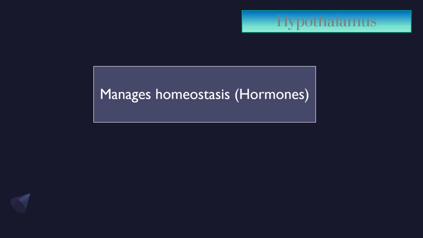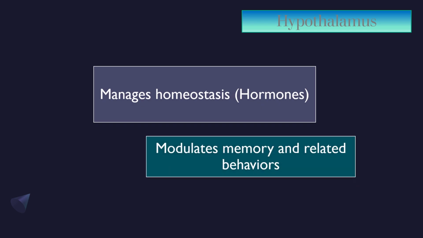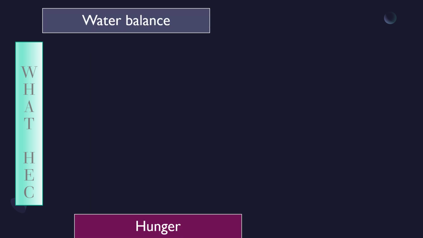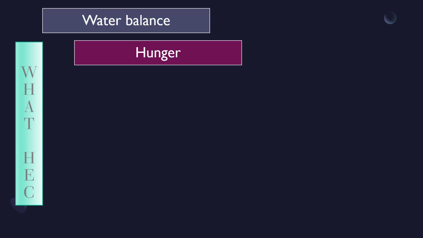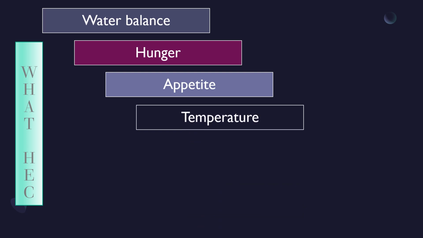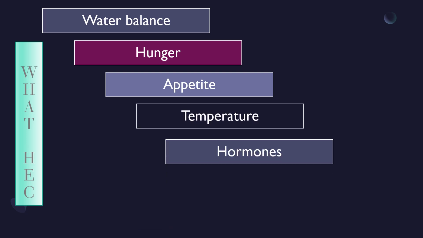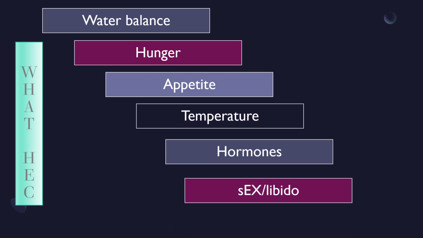The primary function of the hypothalamus is managing homeostasis by controlling hormones used by the body and modulating memory and related behaviors. The mnemonic is, what heck? Water balance, hunger, appetite, temperature, hormones, sex and libido, and circadian rhythm.